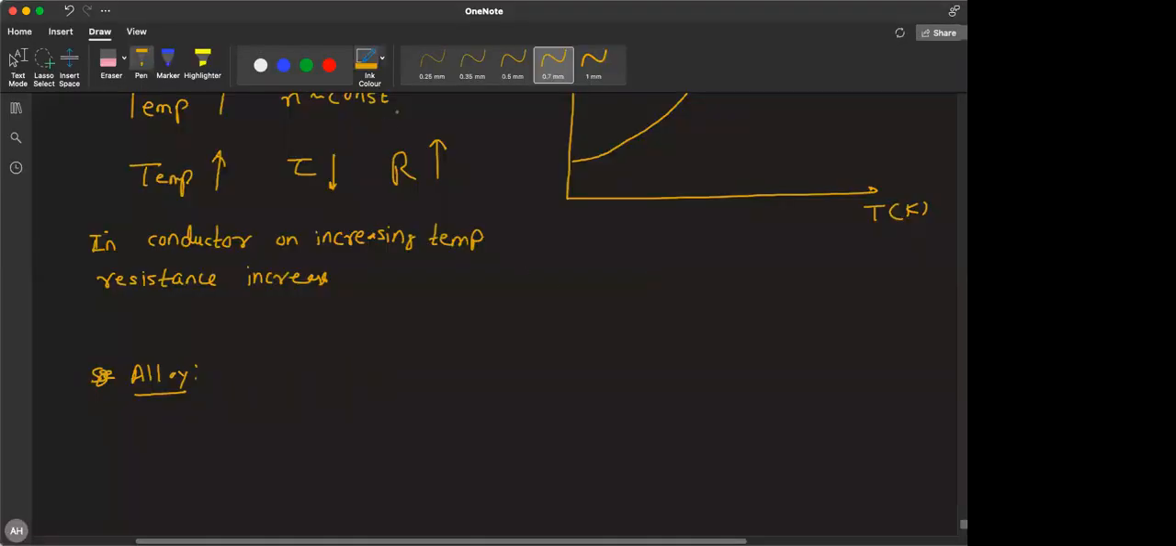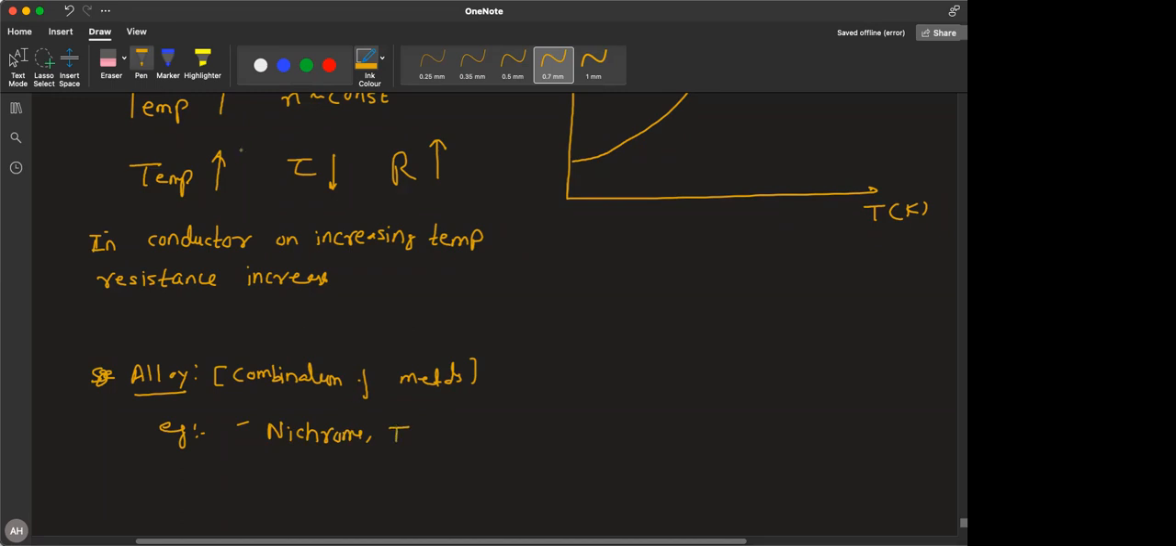So I was asking, what is an alloy? Yashika, what is an alloy? Sir, it is a combination of two or more metals. Yes, right. Alloy is the combination of metals. When you combine two or more metals, then we get an alloy. The usual example of an alloy that we use in electrical equipment is nichrome. In heaters, we use nichrome.